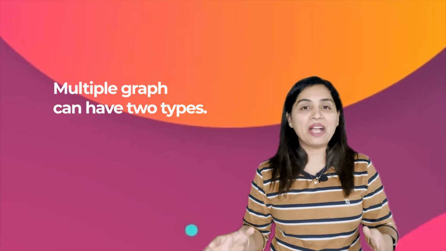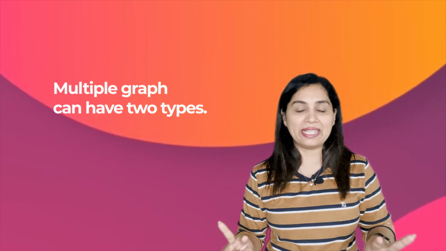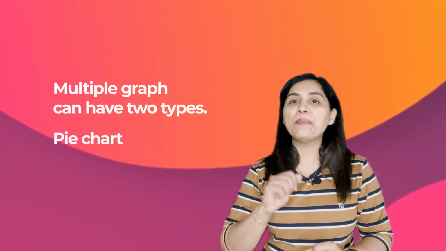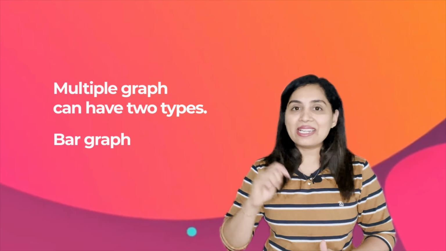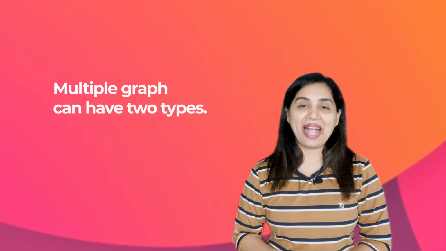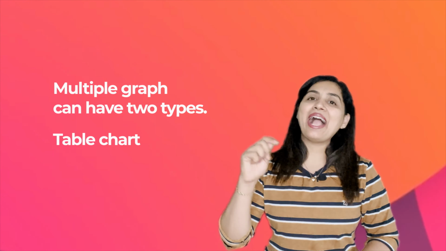Let me give you an example. A multiple graph can have two types of graphs, that is one pie chart and one bar graph, or it can have one bar graph and a line graph. It can also have one table chart and a line graph. That means, as I said, you do not have to worry about maps or diagrams.